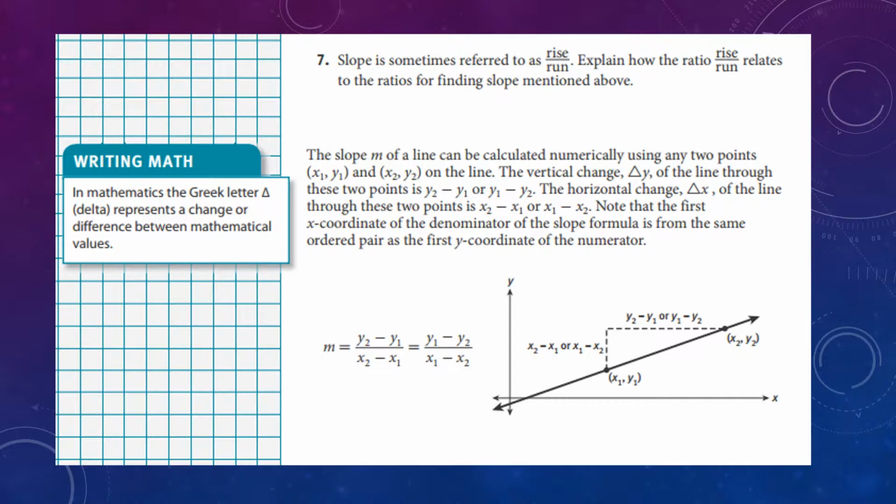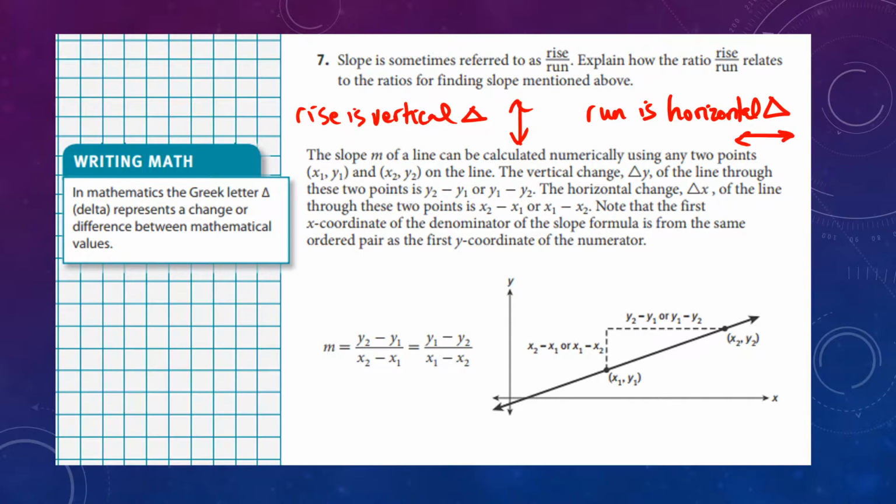So again, you should feel like we're repeating ourselves a little bit here. Rise is vertical change. I'm going to use this symbol for change, delta, and this is vertical. Run is horizontal change, which is that direction. So the slope m of a line can be calculated numerically using any 2 points, (x1, y1) and (x2, y2). You can read that as x sub 1, y sub 1, and x sub 2, y sub 2 on the line.